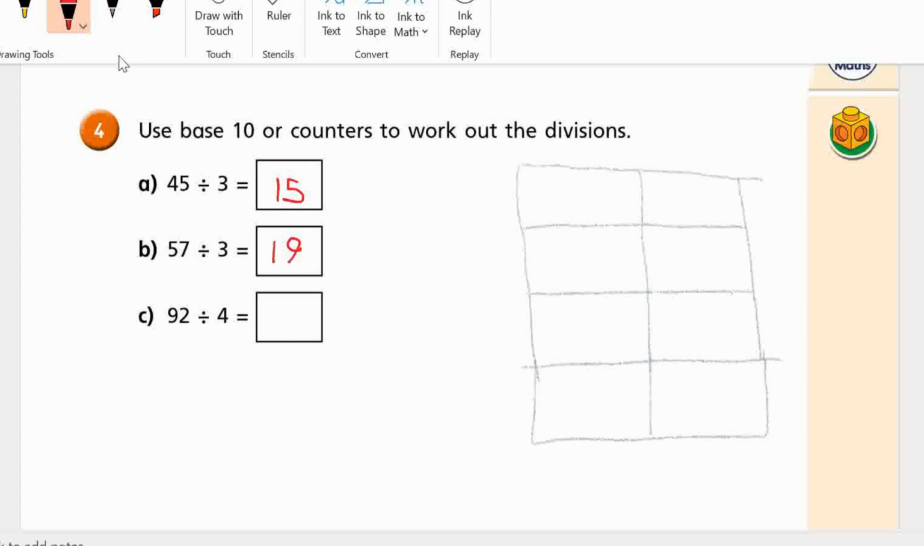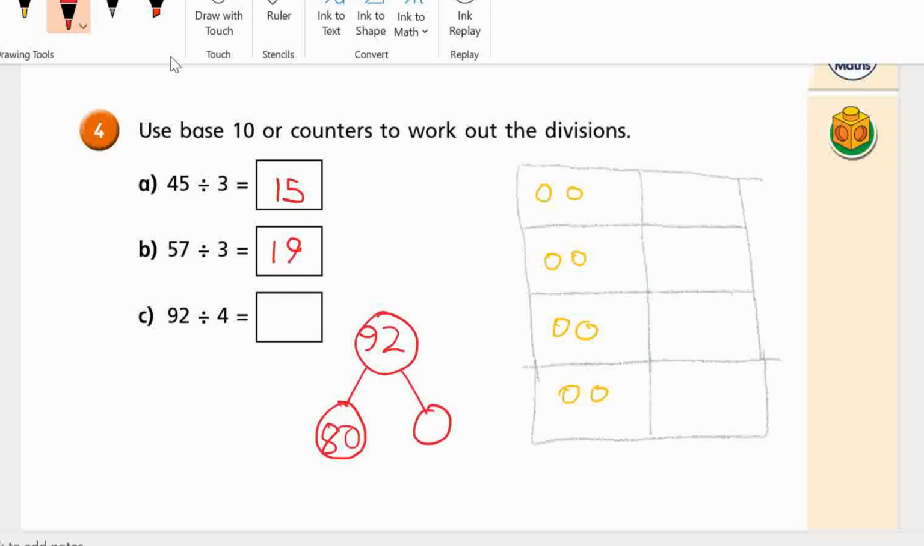Okay, so 92 divided by 4. I'll start with the yellow ones. 1, 2, 3, 4, so I need to get to 9. 5, 6, 7, 8, so I have 1 extra. So what I've done here, 92, I've used up 80. How much do I have left? 92, take away 80. 12, good, thank you. So we have 12 ones left.